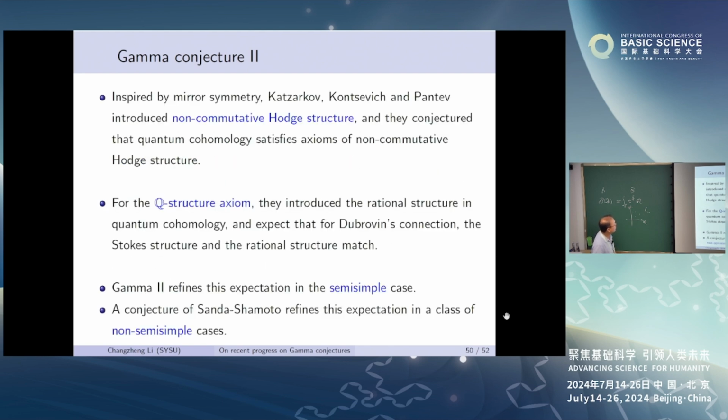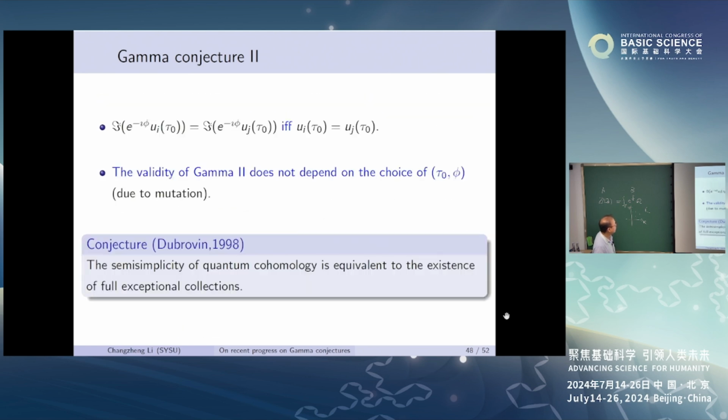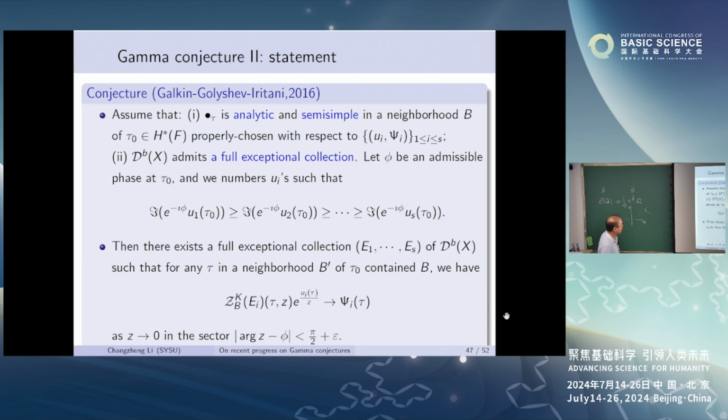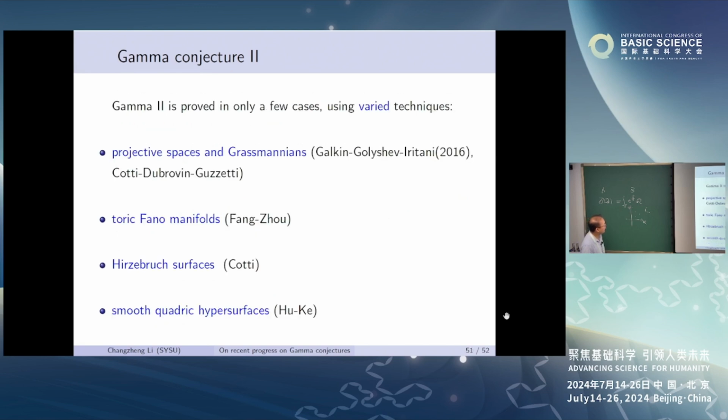Then Gamma conjecture says that this should correspond to here. Precisely, each eigenvalue corresponds to one class, and this gives some kind of correspondence in this way. This is the statement, and it's proved just for very few cases.